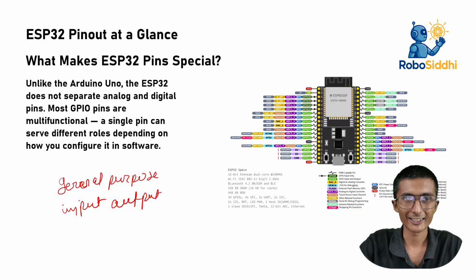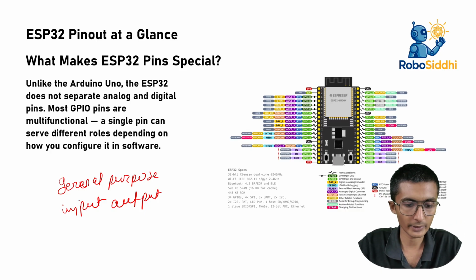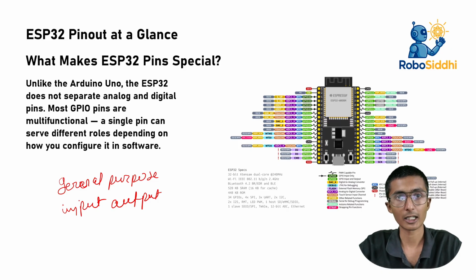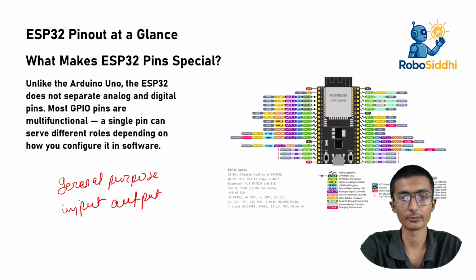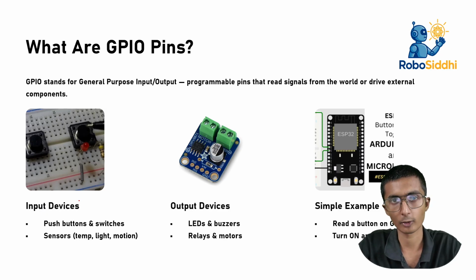Then they are multifunctional, which means each pin can serve different roles depending on how you configure it in software, which means one pin can be analog, it can also be digital, right? So that's how it works. Okay, so that's how it's special. Now let's talk about what GPIO pins are. So you have heard of analog pins, digital pins, and first of all, if you don't know about both of them, it's okay.